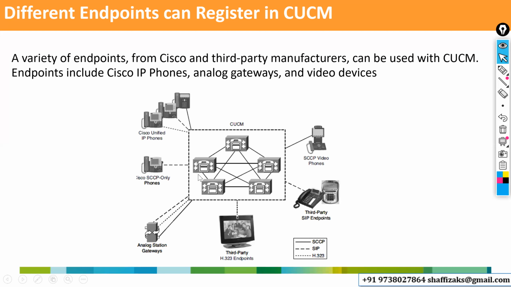So here you can see this is your CUCM cluster. Can you see this one? Totally 5 servers are there in my cluster. Maybe consider this is the publisher and these 4 are the subscribers. See, Cisco Unified IP phones and Cisco skinny only phones. I'll come back to what the skinny only phones are. Then after, hold on.